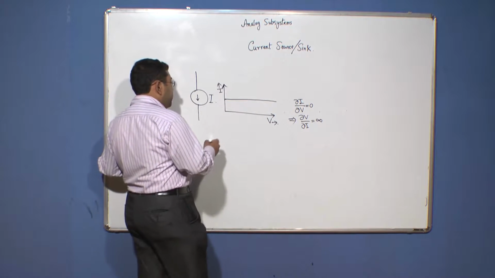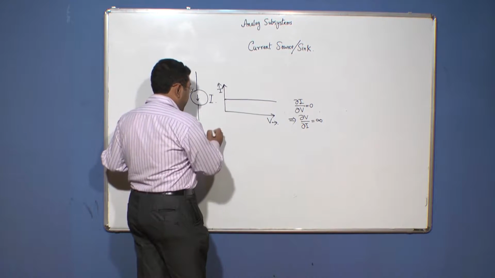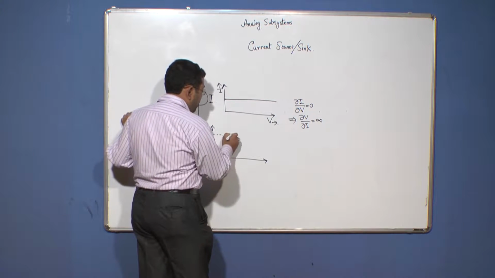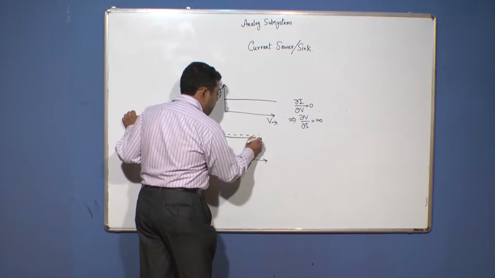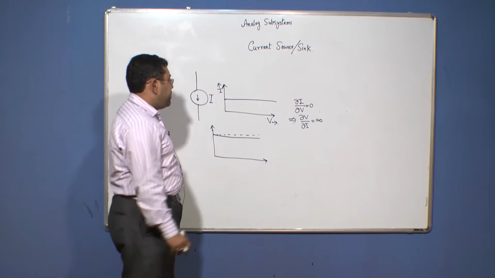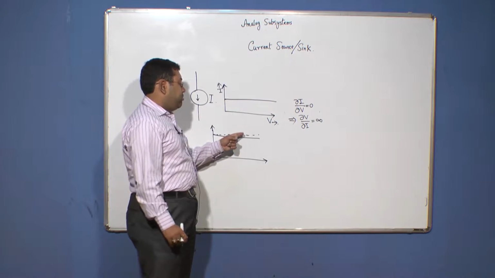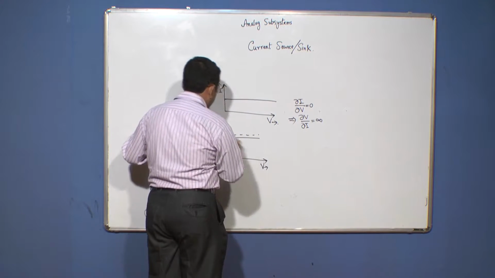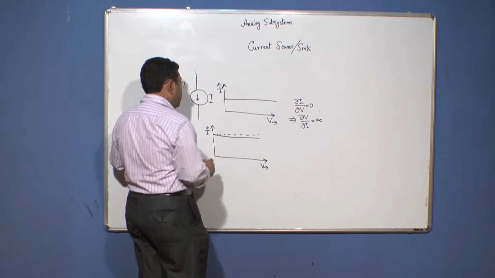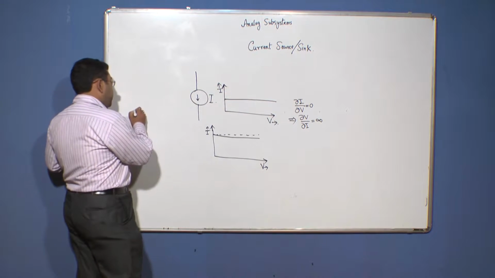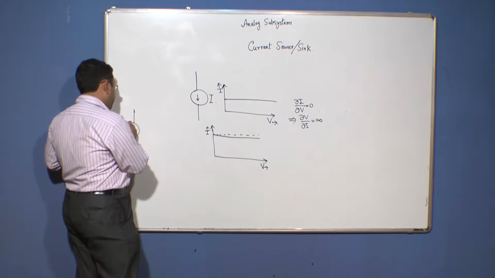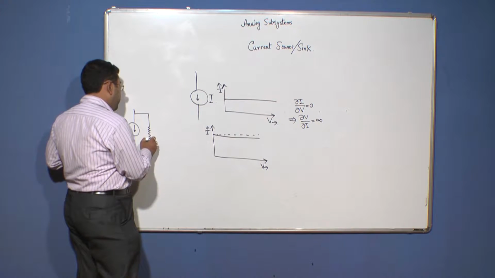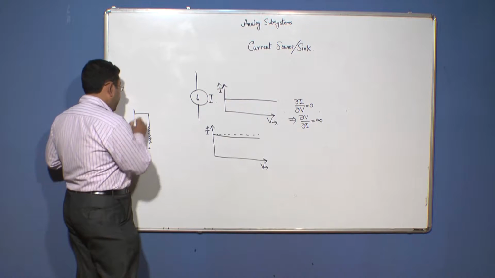In reality, a current source deviates considerably from this ideal behavior, and the IV characteristics of a real current source is somewhat like this, where you can see that there is a departure from the constant value of the current as you go on increasing the voltage across the current source, and a real current source is modeled by a high impedance in shunt with the ideal current source.